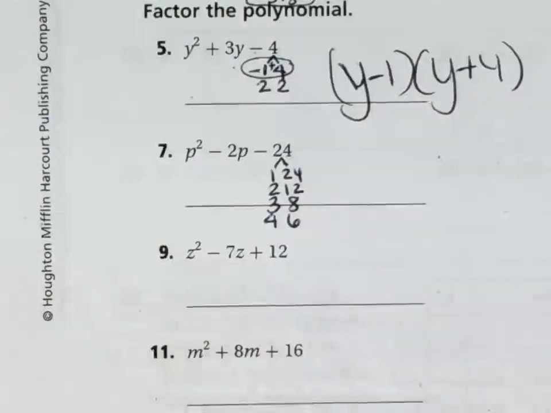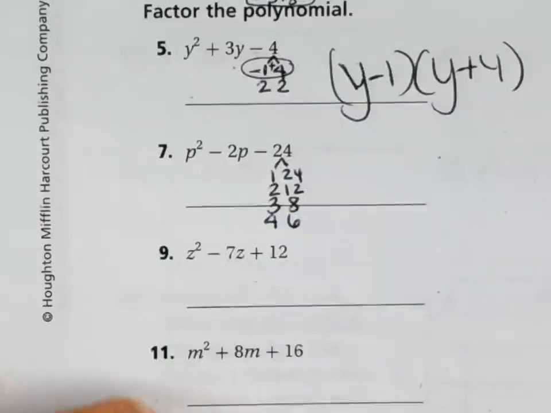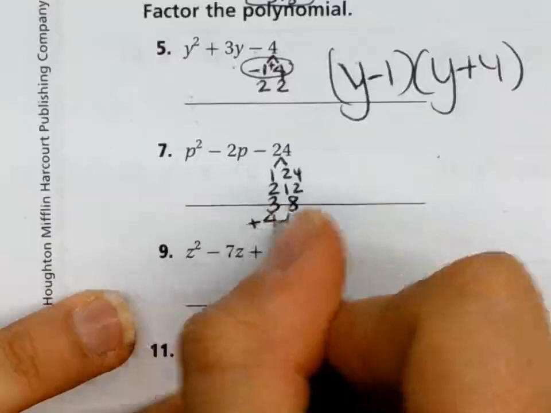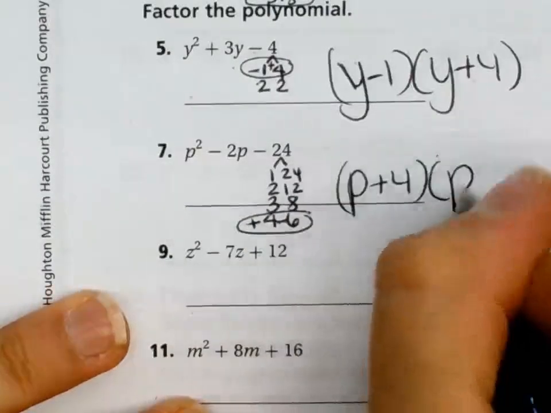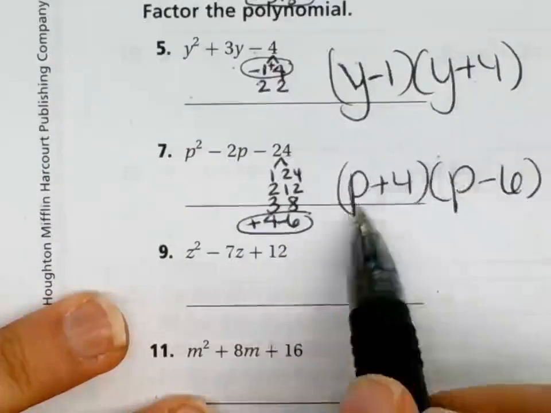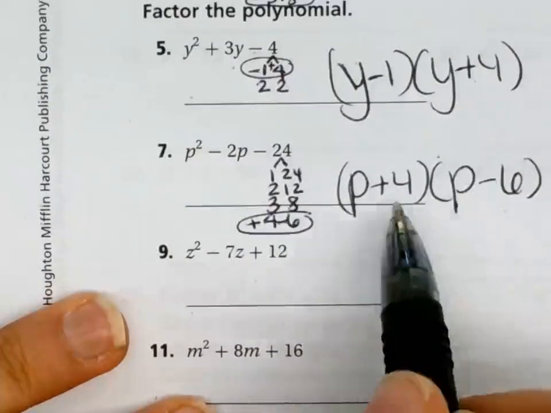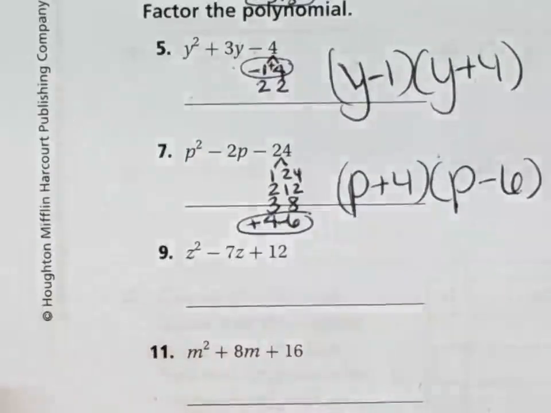List all your factors first. 1 and 24, 2 and 12, 3 and 8, 4 and 6. What multiplies to negative 24 and adds to negative 2? So negative 6 and positive 4. p plus 4 times p minus 6. p squared minus 6p plus 4p is negative 2p, minus 24. So we're good.